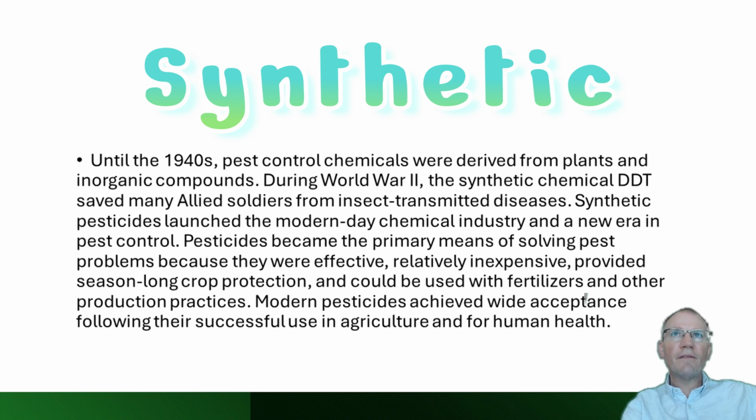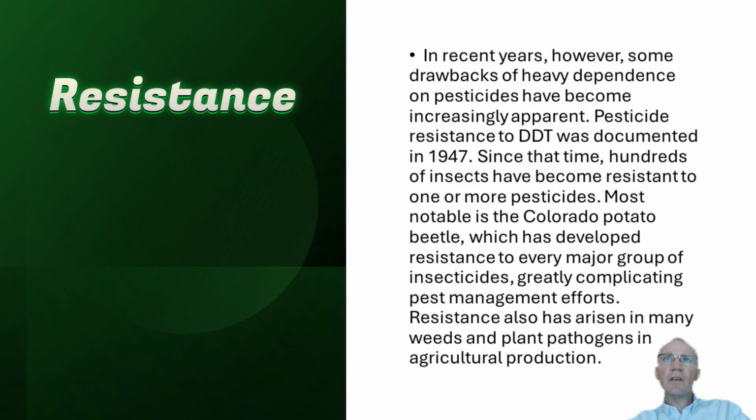Obviously, back in the 1940s, DDT was a synthetic pesticide that came out that was really effective in controlling mosquitoes. This was a big help for the Allied soldiers and people around the world in stopping malaria that was transmitted by mosquitoes. Today, these synthetic insecticides are typically known as pyrethroids, so you're going to hear a lot about pyrethroids, but that's what they are. They're a synthetic insecticide. In recent years, however, some drawbacks of heavy dependence on pesticides have become increasingly apparent.